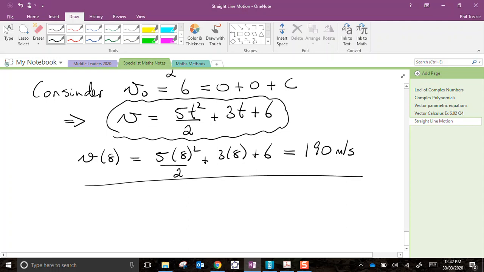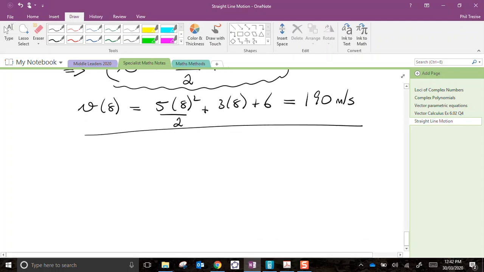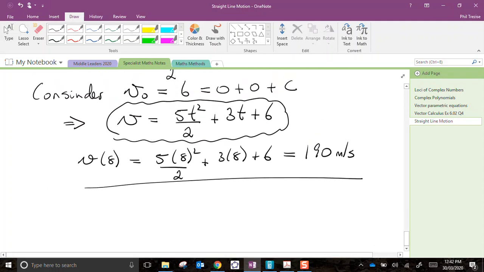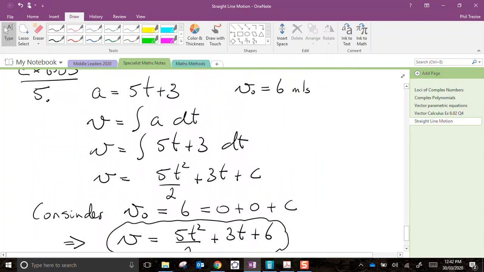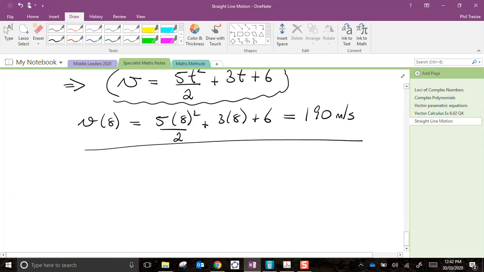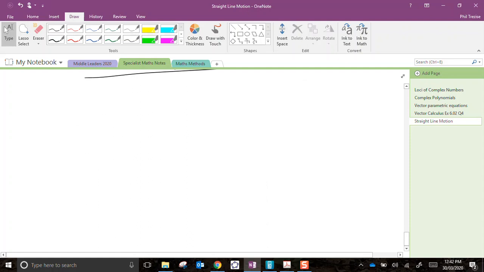That's pretty fast, going from 0 to 190 metres per second in 8 seconds. This is not any sort of a regular car that I've ever heard of. In fact, we don't even know what it was. It just was some mysterious particle that had an acceleration governed by this formula. Now, let's move on to displacement.